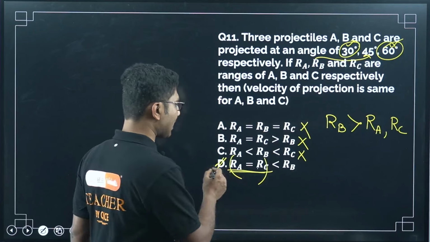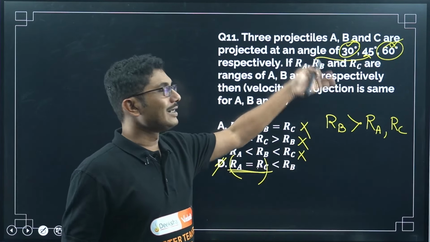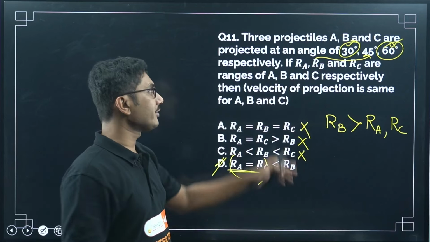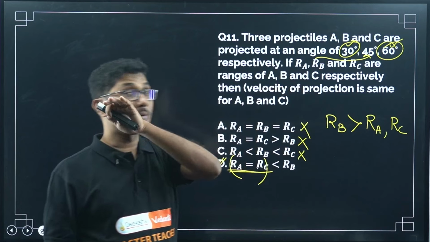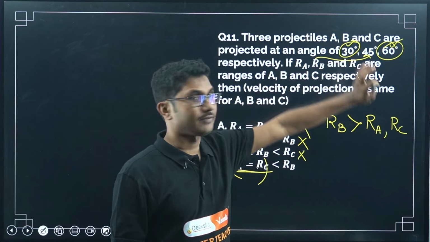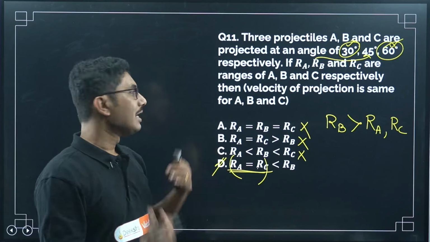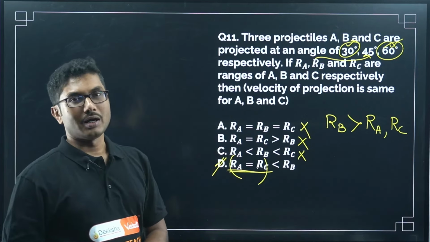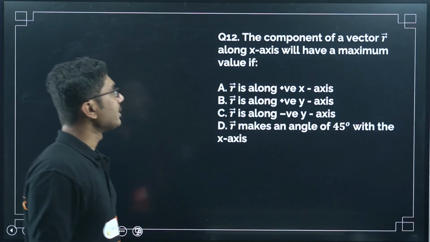So together you can answer all this question, but even if you don't know that 30 degree and 60 degree give you the same range, then also you can answer this question based on the fact that range will be maximum when angle of projection is 45 degree. That information is sufficient, but in case they give you a little bit more complicated options, then you can use this extra knowledge as well. Now let's move on to the next question.